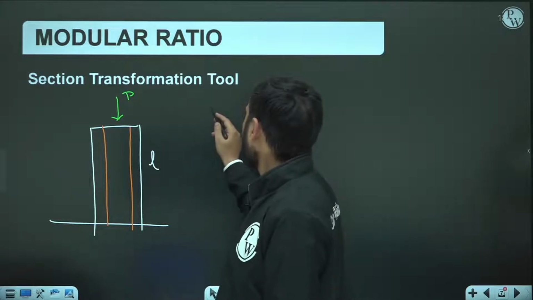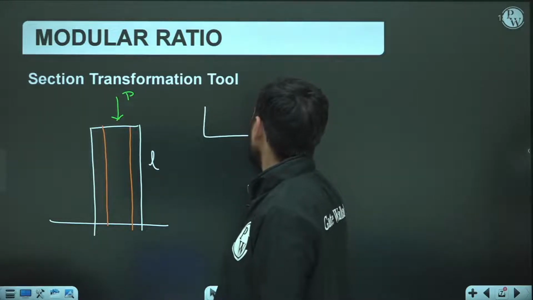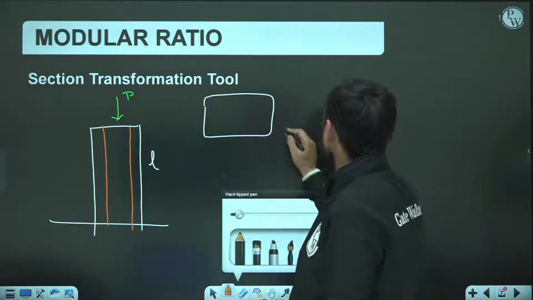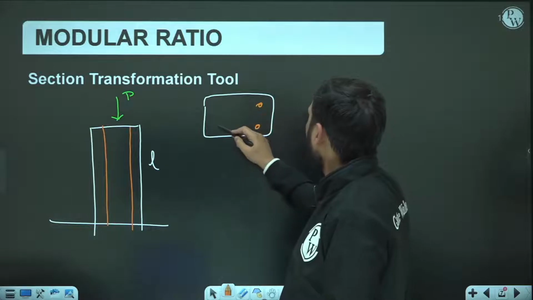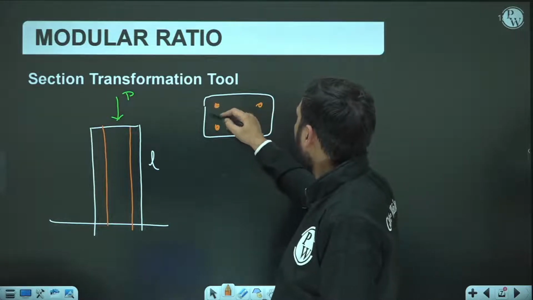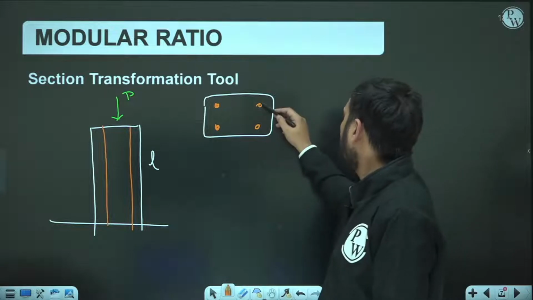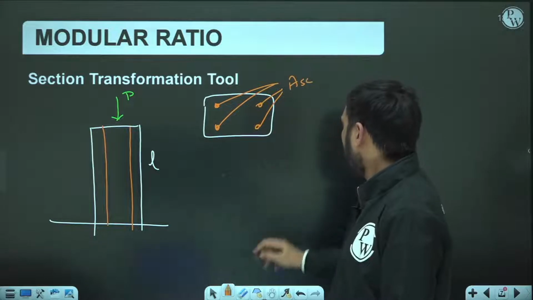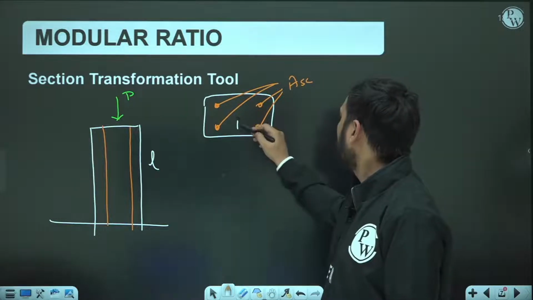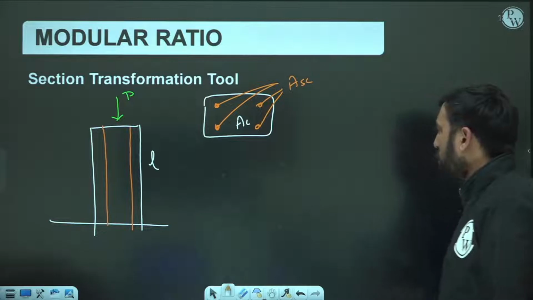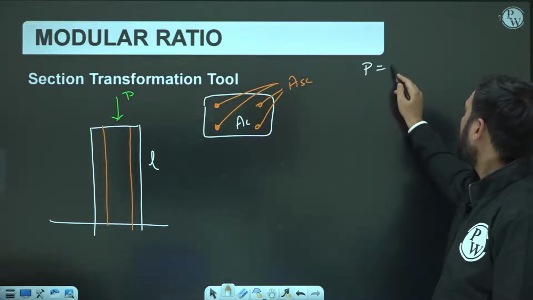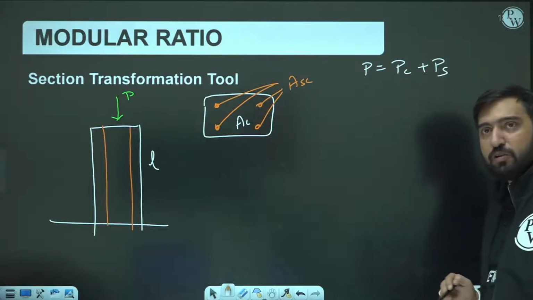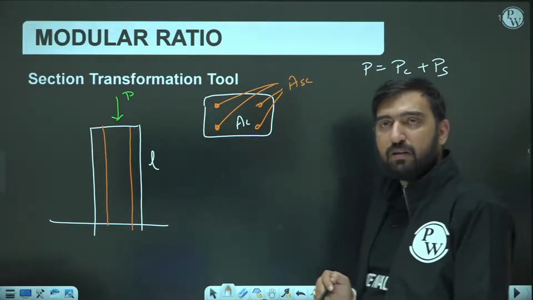This cross section is going to be shared by two materials. One material is steel, with the orange color. Minimum number of reinforcement in a square column is 4. I am saying it is Asc, and this is another material, let me call it Ac. Okay. So the total load here would be shared by concrete plus steel. This one thing is sure, total load here will be taken by concrete plus steel.